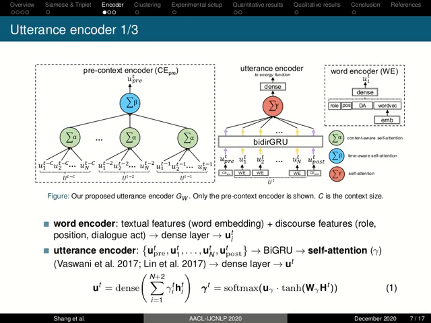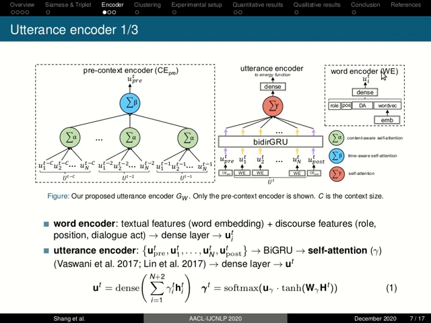Now let's move on to our contextual utterance encoder. It consists of 3 components: The first one is the word encoder, as shown in the upper right corner, used to combine the word2vec vector with the discourse features into enriched word representations.